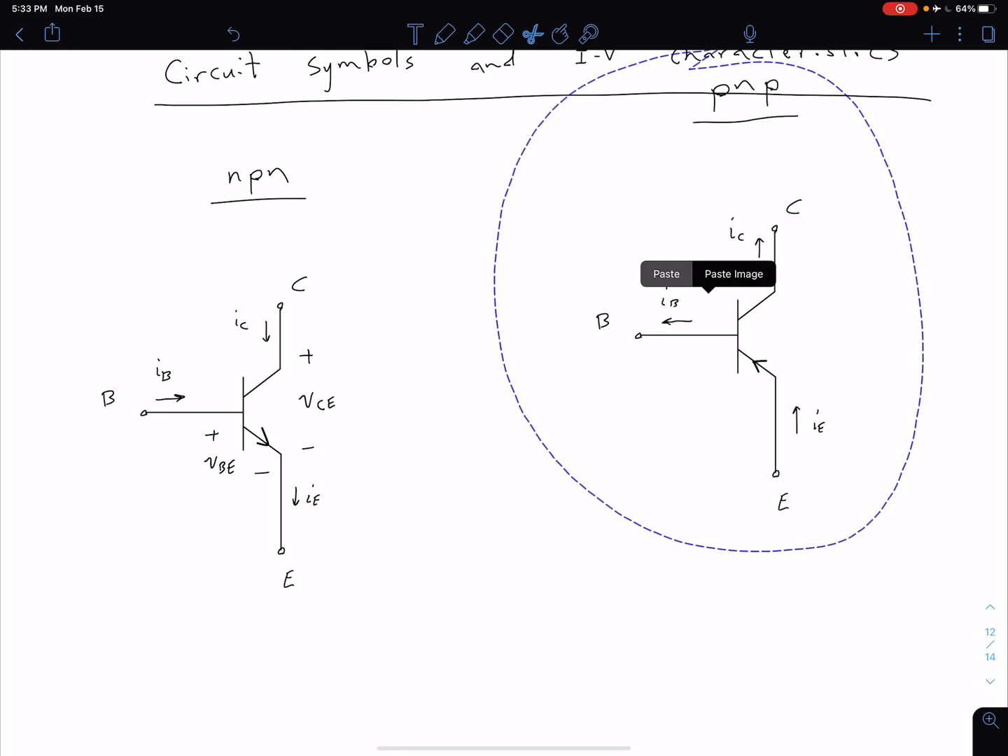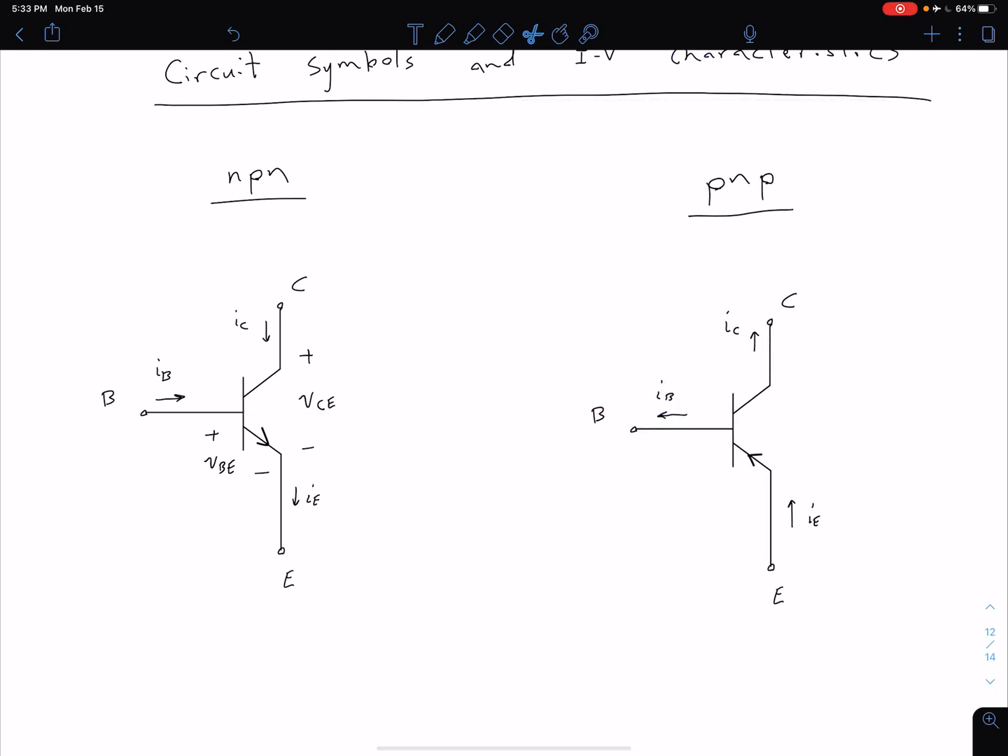We have a similar diagram for our PNP structure. The only difference here is our current directions. We still have our same three terminals, our base, our collector, and our emitter, except now our base current is coming out, our collector current is coming out, and our emitter current is going into the device. In accordance with that, the arrow on our emitter terminal is now pointing in towards the BJT. So that's one way that we can easily tell whether a BJT is NPN or PNP: we just look at what direction that arrow is pointing.